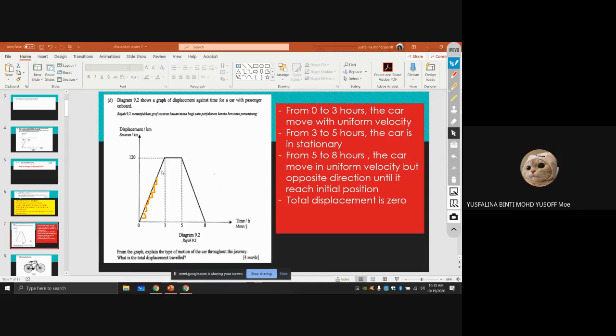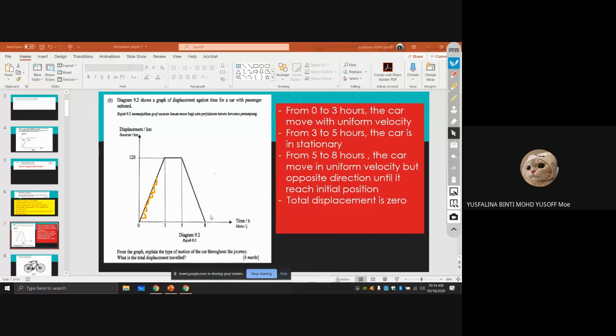And then from 3 to 5 hours, you can see the displacement is the same. It stays at 120 kilometers. So it means the car is not moving. The car is stationary. And then from 5 to 8 hours, the car moves with uniform velocity, but in the opposite direction, until it reaches the initial position.